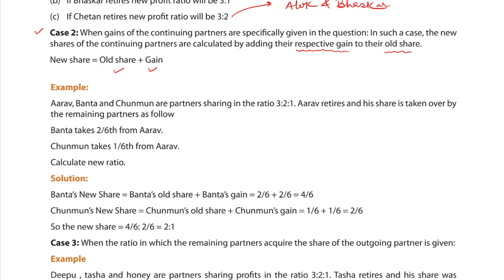Example: Arav, Banta and Chunmun are partners sharing profits in the ratio of 3 is to 2 is to 1. Arav retires and his share is taken over by the remaining two partners as follows. Banta takes 2 by 6th share from Arav and Chunmun takes 1 by 6th share from Arav. Calculate the new ratio.